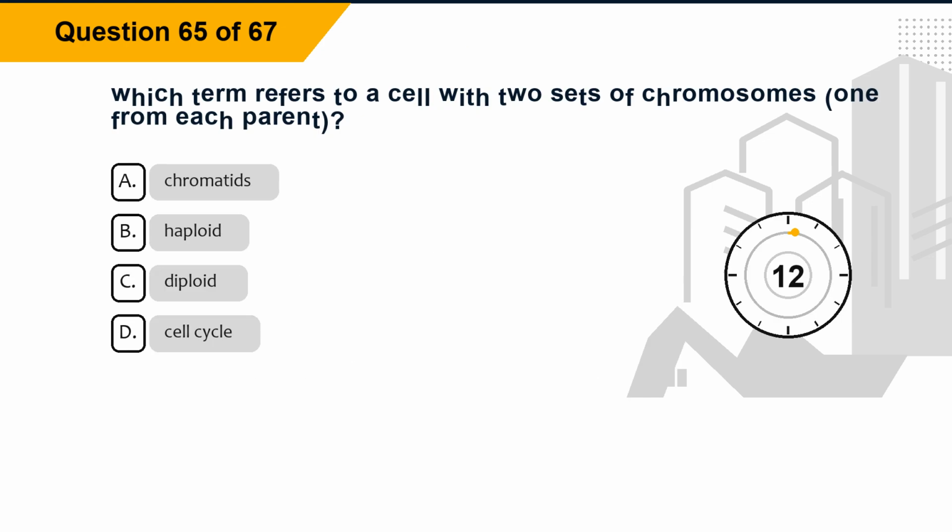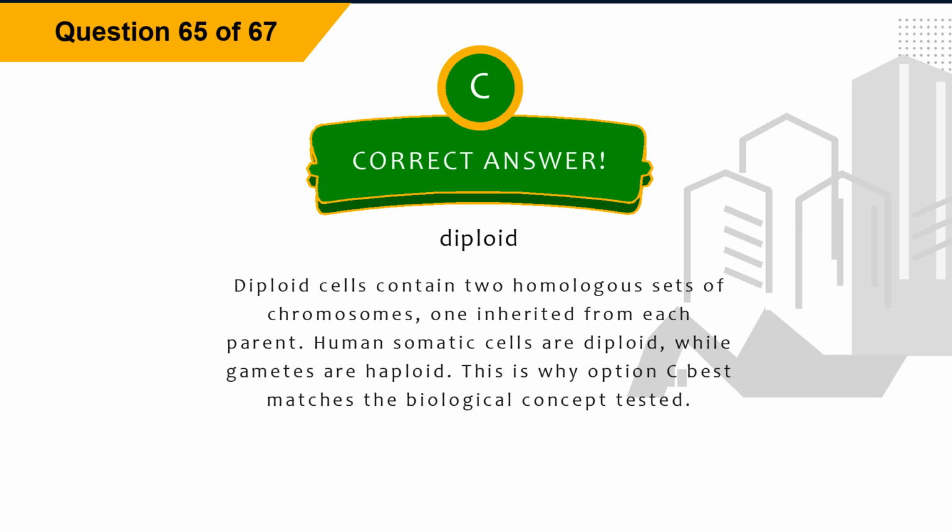Question 65. Which term refers to a cell with 2 sets of chromosomes, one from each parent? Option A, chromatids. Option B, haploid. Option C, diploid. Option D, cell cycle. The correct answer is option C, diploid. Explanation. Diploid cells contain 2 homologous sets of chromosomes, one inherited from each parent. Human somatic cells are diploid, while gametes are haploid. This is why option C best matches the biological concept tested.